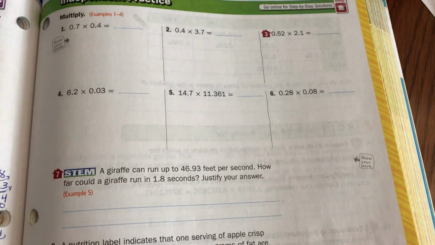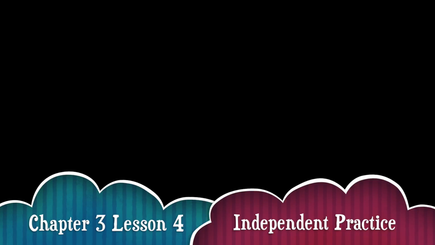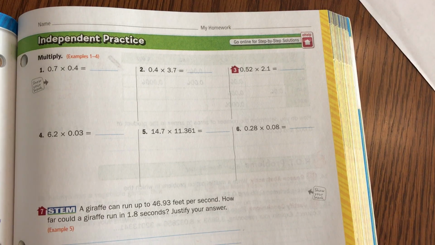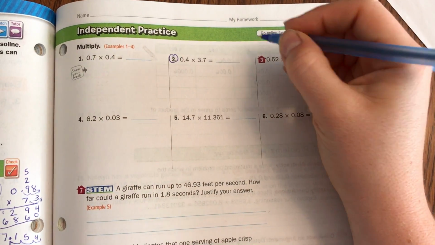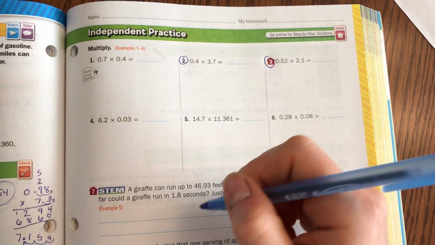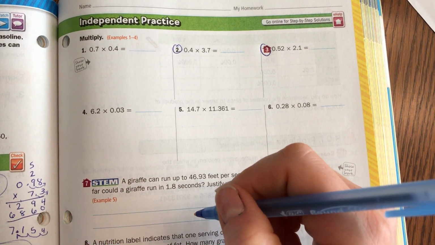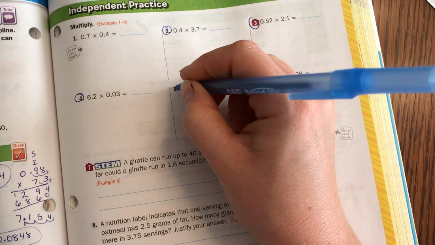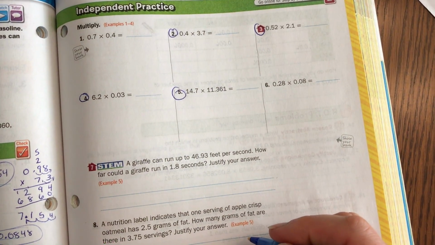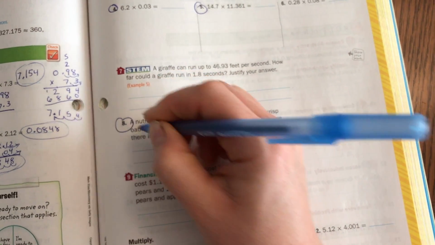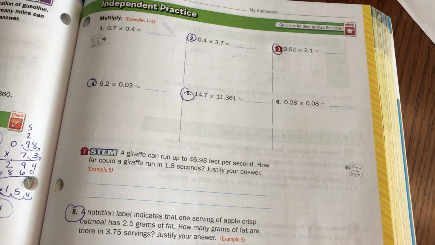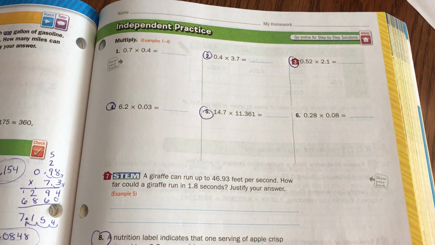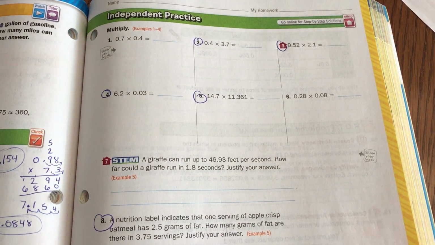All right, next step, independent practice on page 205. All right, for the independent practice, let's circle 2, 3, 4 and 5, 8, and 11. So 2, 3, 4, 5, 8, and 11.